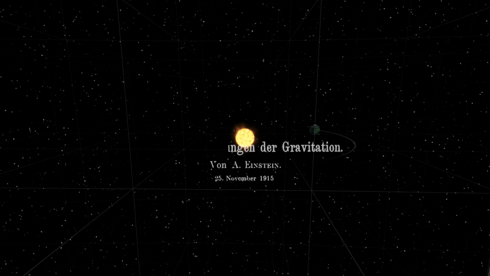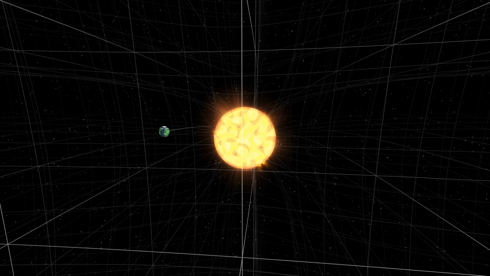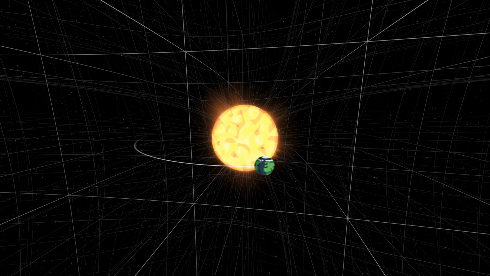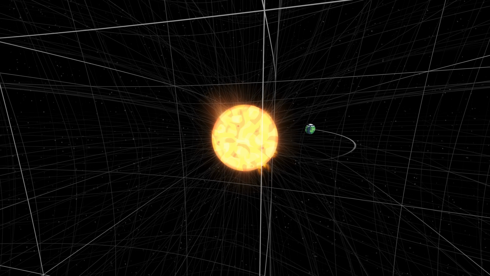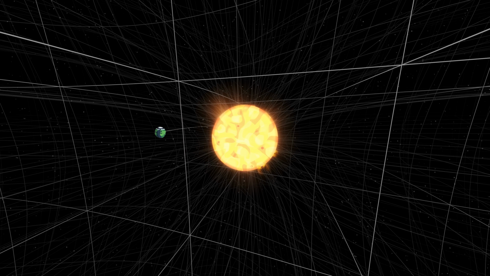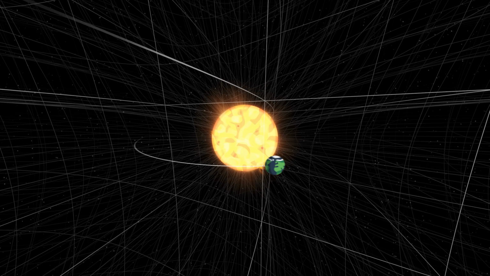According to Einstein, the fall of bodies and the orbit of planets are not due to a force but to a curvature in the very fabric of space and time. Objects follow straight lines within a curved space-time.